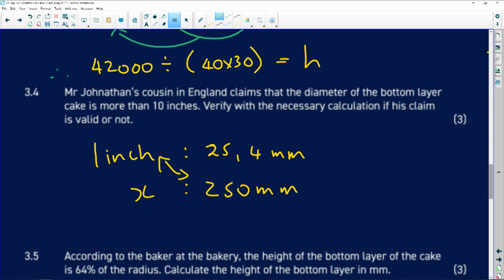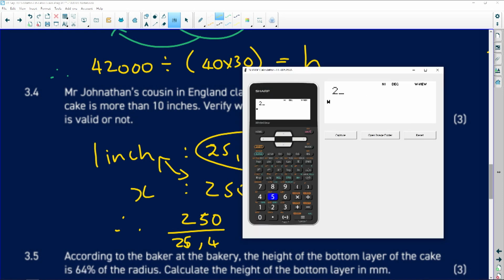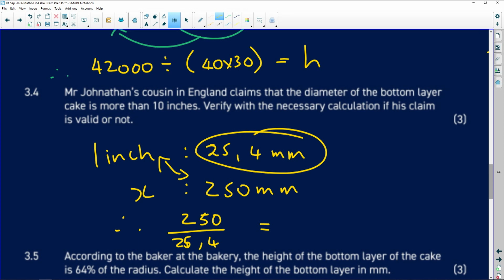Cross multiplication and I divide. Therefore, it's going to be 250 divided by 25,4. And I'll tell you where we lose marks the most. So this guy said it's more than 10 inches. It's not. It's 9,84 inches. This would have been 2 marks.